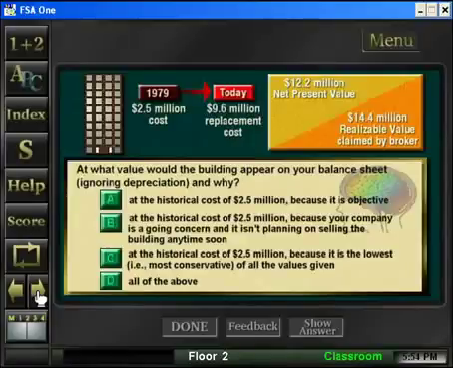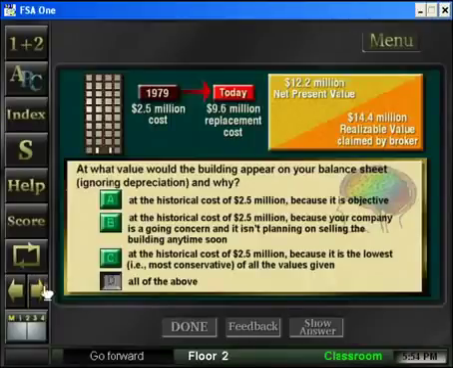Now suppose that your company were to prepare financial statements in accordance with GAAP. Your company has been doing well and the future appears bright. At what value would the building appear on your balance sheet, ignoring depreciation, and why? You are correct. The use of the acquisition cost for non-monetary assets is supported by the objectivity, going concern, and conservatism principles.